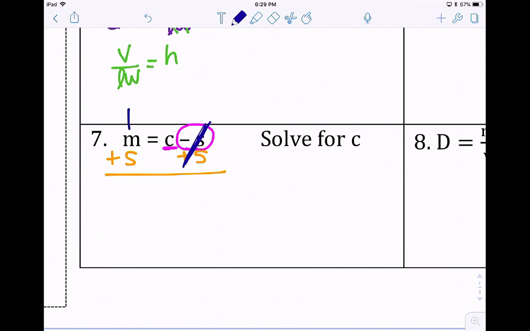On this side right here, we have M plus S. Those are not like terms. We cannot put those together. One is an M, one is an S. They don't go together. We can't actually put them together, but we can write M plus S. So let me redo that. M plus S is equal to C. So we've solved for C. It's by itself.